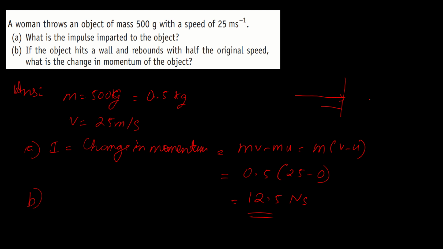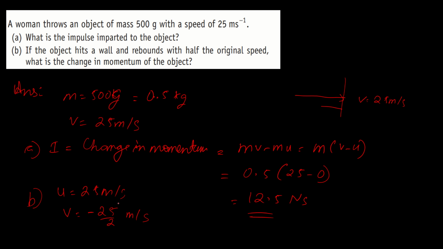Half the original speed means we know that the original speed v is equal to 25 meter per second. In the second case, this v will become our u. That is, for b, u is equal to 25 meter per second, because it is already traveling with 25 meter per second before hitting the ball. After hitting the ball, it will rebound with half the original speed, so v will be 25 by 2. Since rebounding means in the opposite direction, we have to give a minus here, meter per second. That's the only difference in this answer.